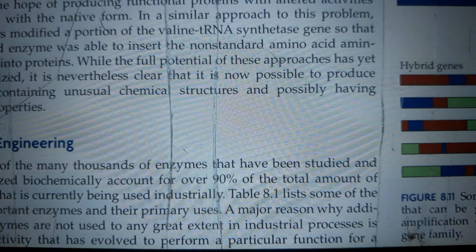In a similar approach to this problem, researchers modified a portion of the valine tRNA synthetase gene so that the altered enzyme was able to insert the non-standard amino acid aminobutyrate into proteins. While the full potential of these approaches has yet to be realized, it is nevertheless clear that it is now possible to produce proteins containing unusual chemical structures and possibly having unique properties.